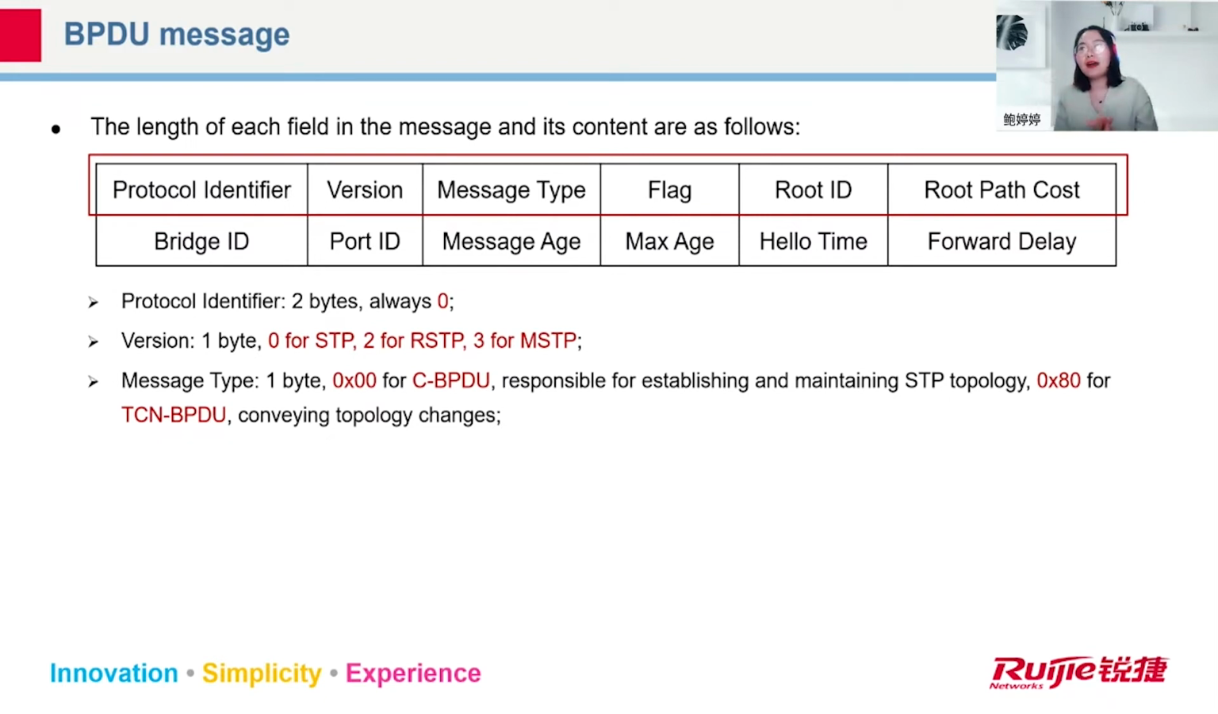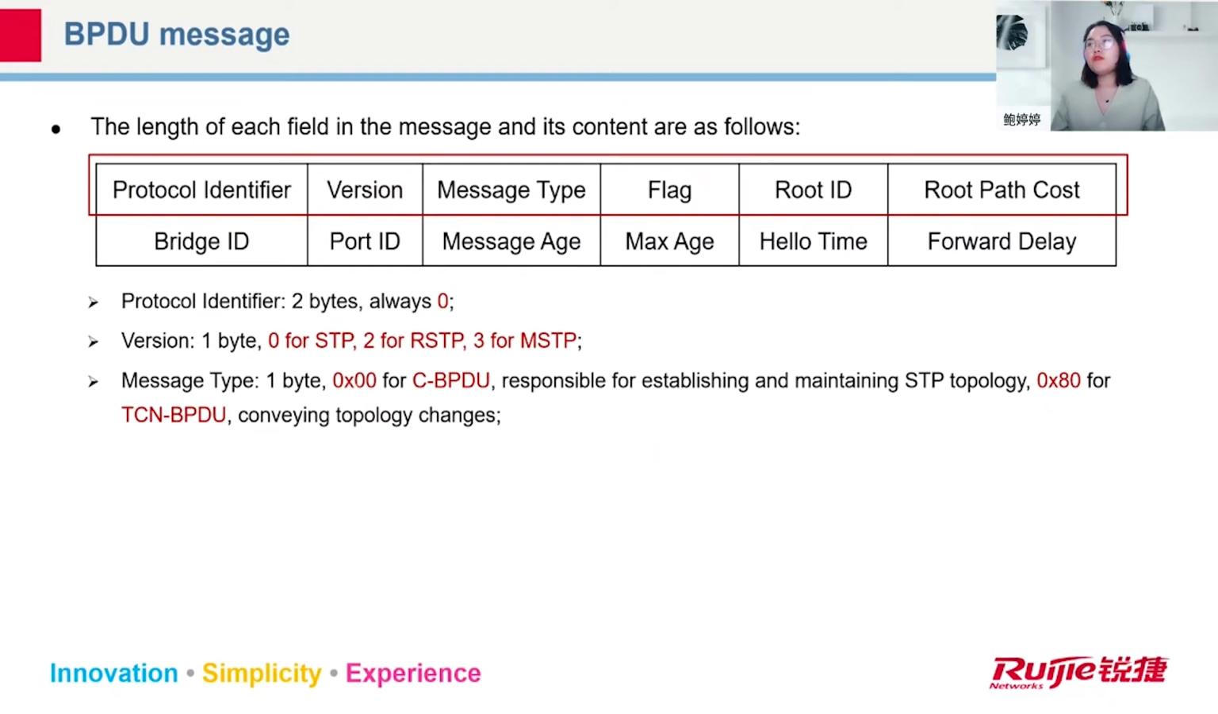How to make the speed faster and how to do the other process. Except the config BPDU, another one we call is the TCN BPDU, the topology change notification BPDU. The TCN BPDU will only be sent out when the normal link is broken. So this BPDU is only for conveying topology changes. So these are 2 types of BPDU. Pay attention to this one.